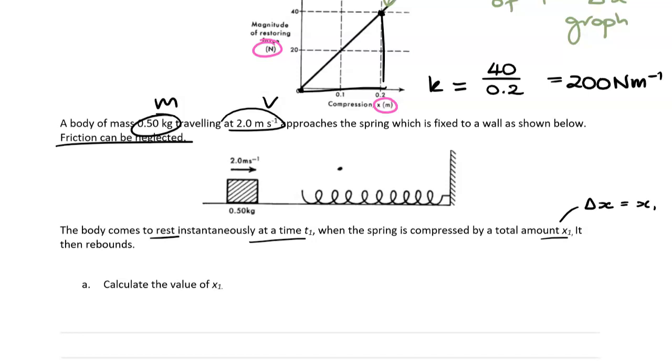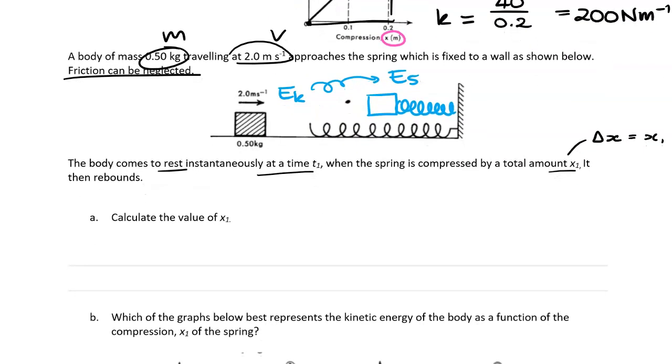It then rebounds. So in this scenario, we've got an object that is moving, having kinetic energy, no spring potential because it hasn't reached the spring yet, and no gravitational, we're not at a height. Eventually, the spring will be all squished up and the mass will be stationary. So all of that kinetic energy is being converted to spring potential energy here. Okay, so it asks us to find the value of x1. That's the amount that the spring is compressed by.